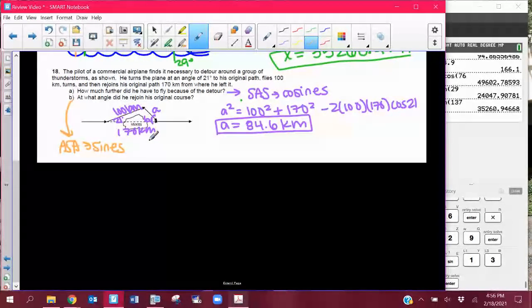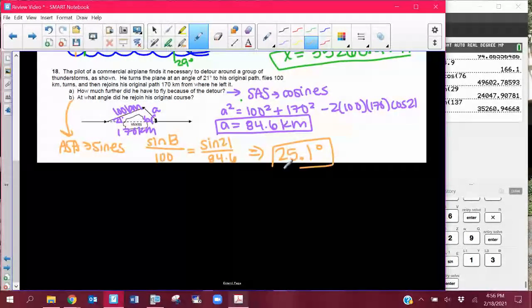And I'm going to set this up as the sine of the thing that I don't know. I'm calling that part B. I guess I should make it a big B. Over the side that I do know equals the sine of 21. And I just found what this other side is that's opposite it. So 84.6. Do some cross multiplying and solving, and you should get 25.1 degrees. And again, that makes sense because this one's 21. This guy's a little bit bigger, so maybe the angle will be bigger.